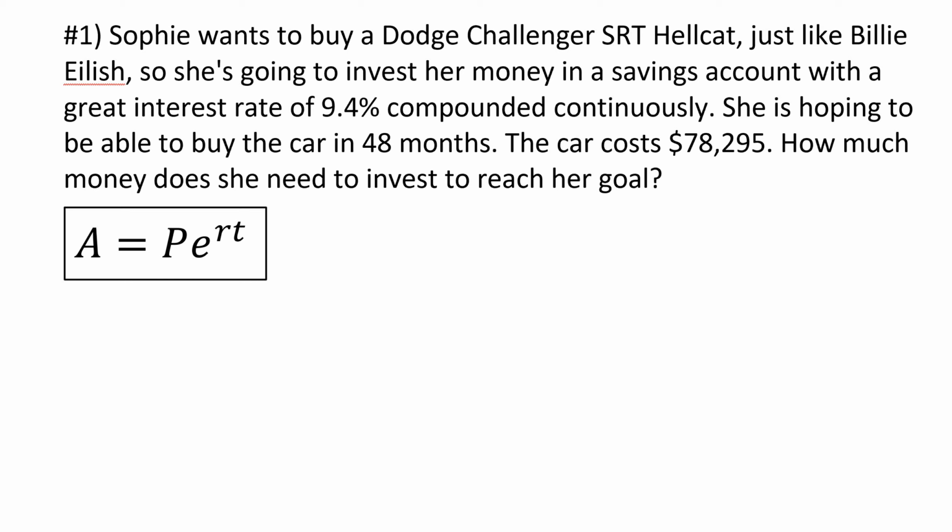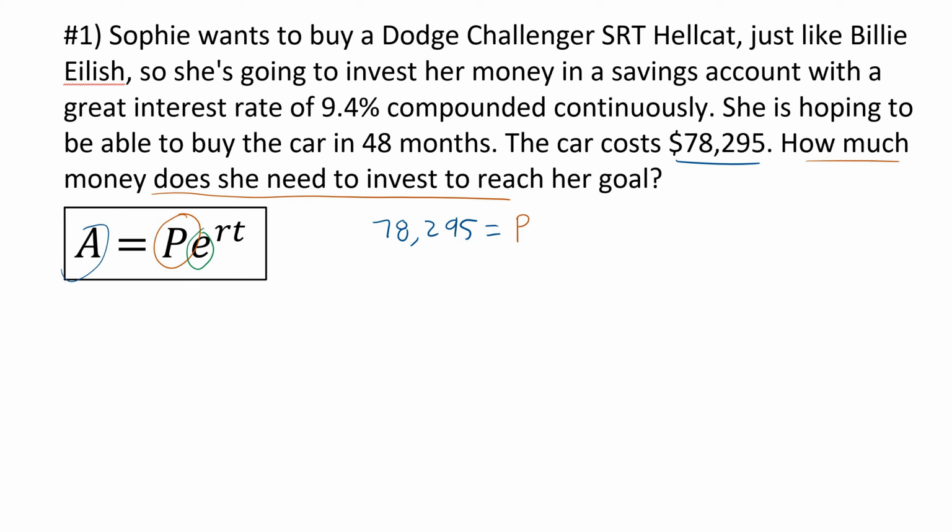Well, let's start by looking at this formula. A is going to represent our final amount, what we're going to get. So that's this right here. Our final amount that we want is $78,295. P is going to be our principal, or how much we need to invest. And that is what we're looking for. How much money does she need to invest? So we're solving for P.